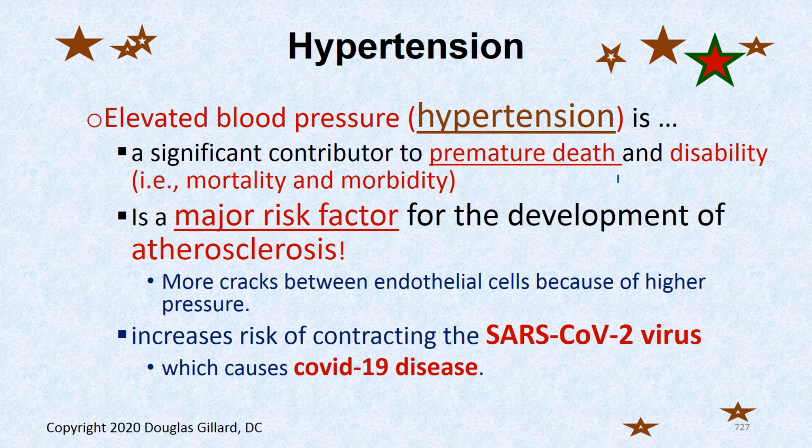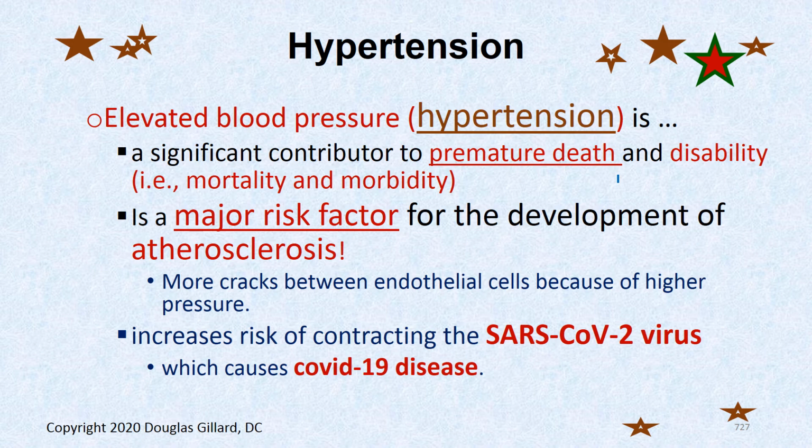Elevated blood pressure is called hypertension. I hope we know that. It's definitely related to premature death and disability. It's a major risk factor for the development of atherosclerosis. The higher your blood pressure, the more cracks will occur in between endothelial cells, and that increases the chances that those mischievous LDL molecules will get in there and start an inflammation.